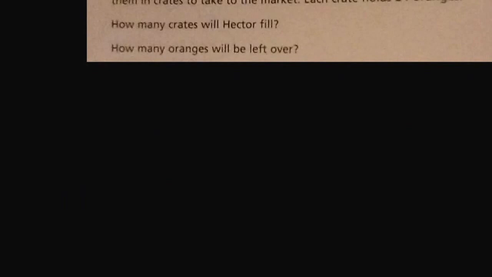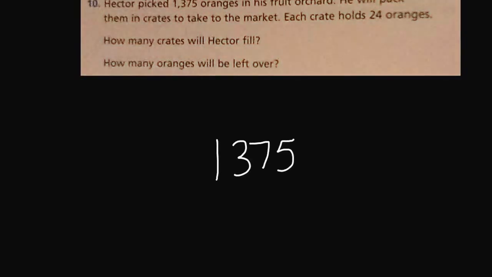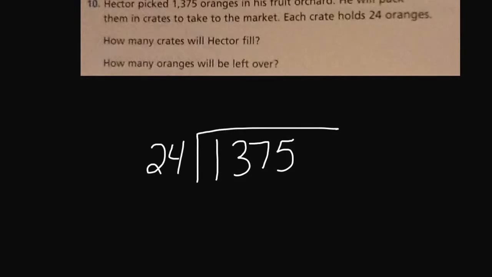All right, we're going to solve a word problem using our 2-digit long division method here. Hector picked 1,375 oranges in his fruit orchard. He will pack them into crates to take to market. Each crate holds 24 oranges, so I know I'm going to be dividing by 24. Okay, there's 2 questions. How many crates will he have? I'll get that when I divide. And then I'm guessing we're going to have a remainder, and that will be the answer to the second part, is how many oranges will be left over.